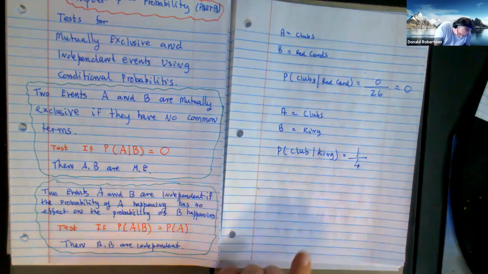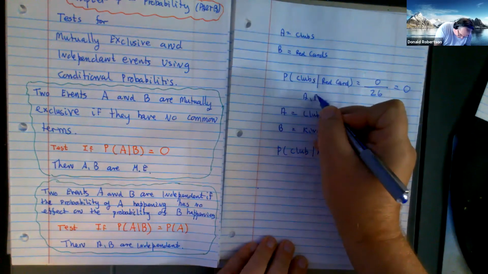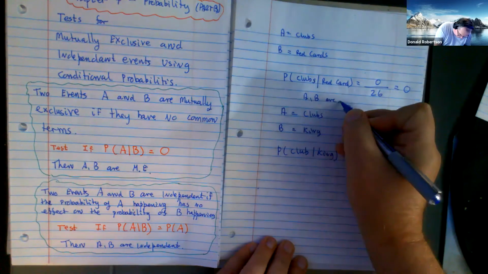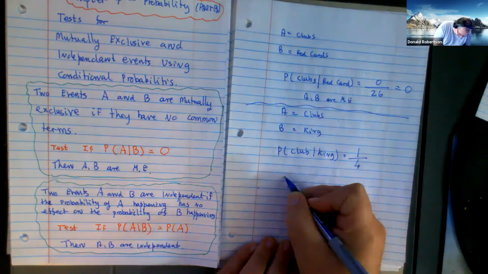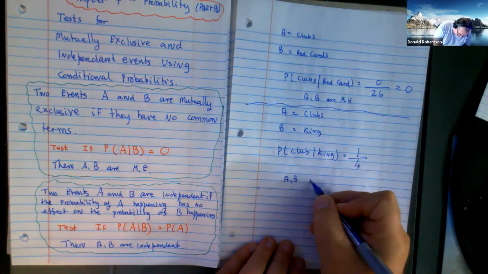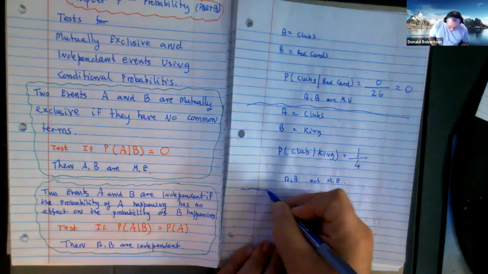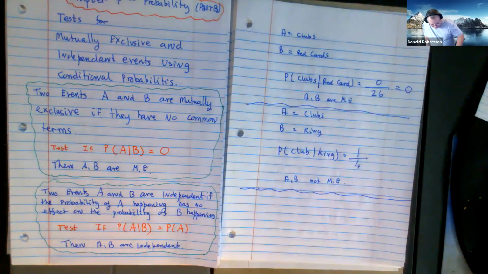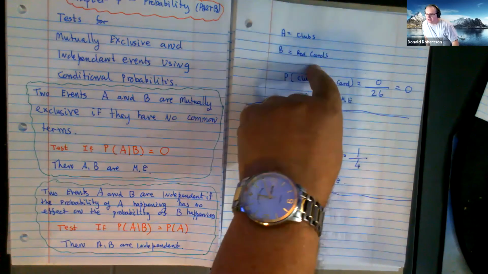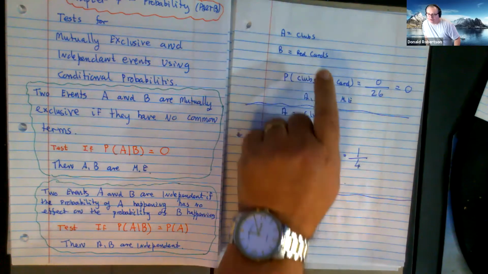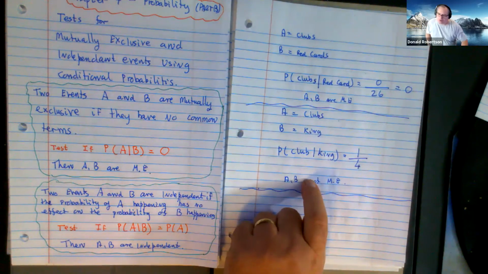Conclusion, well, in this one here, the conclusion is A and B are mutually exclusive. And the conclusion here is that A and B are not mutually exclusive. Most people could figure that out just by looking at the sets, right? Couldn't you look at them and say nothing in common, mutually exclusive? Wait a minute, there's a king of clubs. Not mutually exclusive. But what we've got is a test.